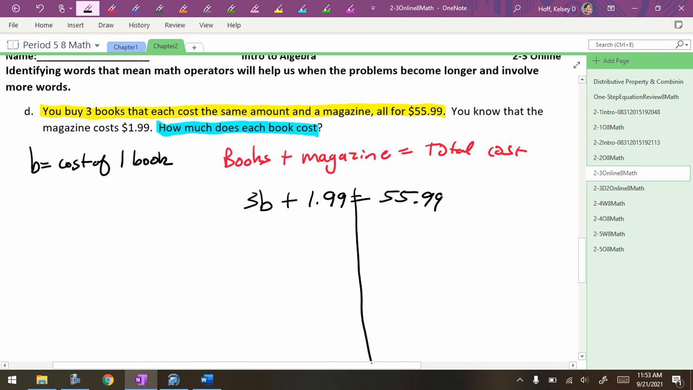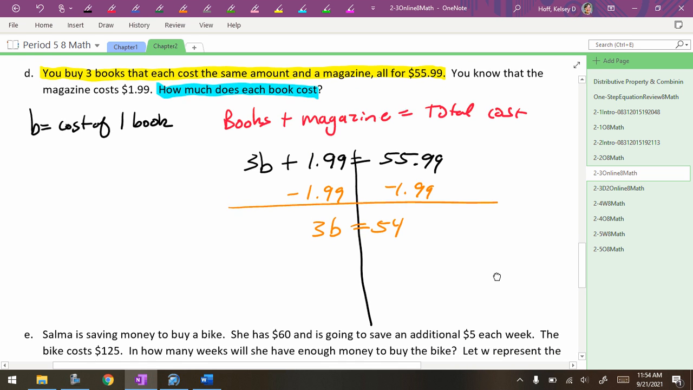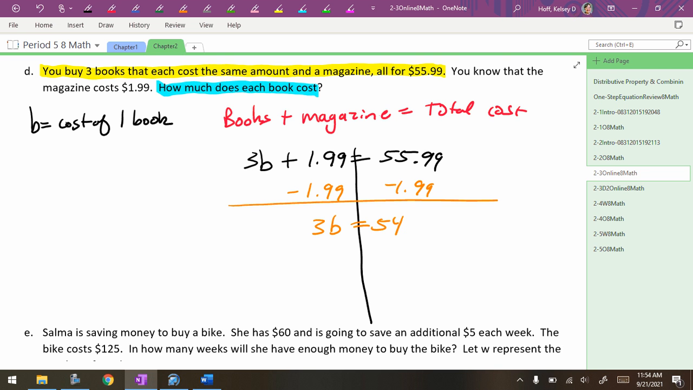All right, walk me through how to solve this. Step 1, I drew the line. Now? Jacob? You subtract both sides by 1.99. I end up with 3B equals 54. Someone else, now what? Allison? Divide by 3 on each side. 1B equals anybody? 18. How much does each book cost? $18.